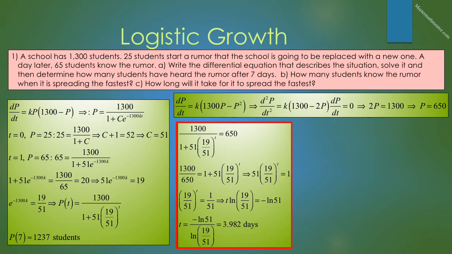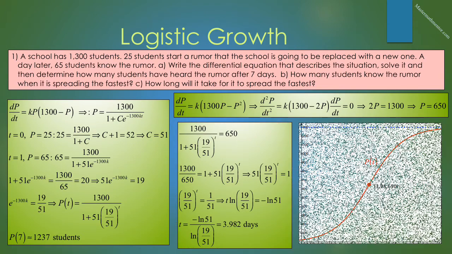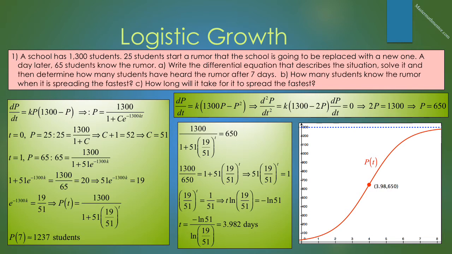This point, (3.982, 650), is the point where the rumor curve is spreading the fastest. Graphically, it is where the curve switches from concave up to concave down, which we know is the inflection point. We see by the graph the telltale S-shape of the logistic curve with the carrying capacity of 1,300. We also see that almost 4 days in, 650 students know the rumor, and that's when it is spreading the quickest.